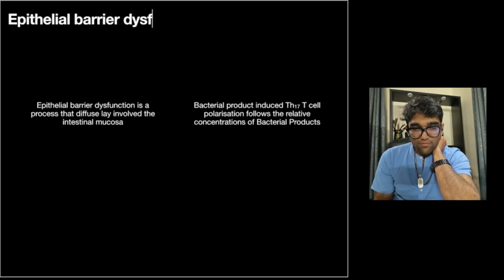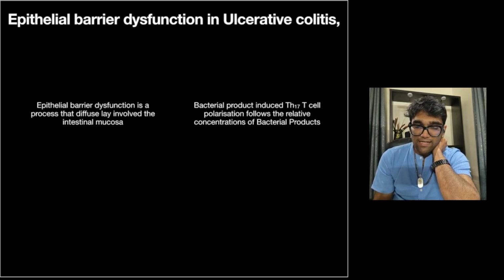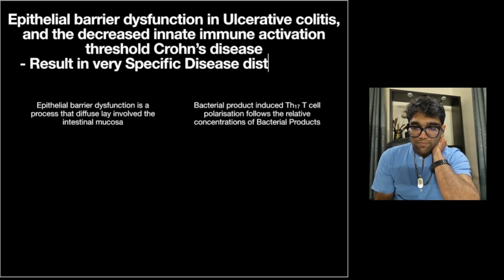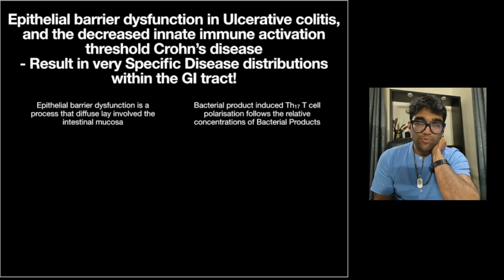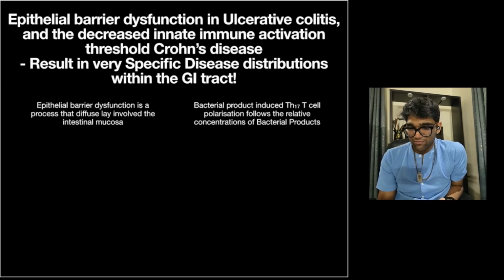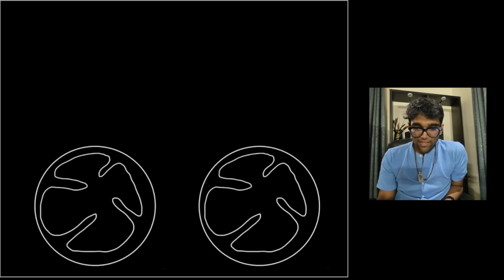The thing is that the epithelial barrier dysfunction in ulcerative colitis and the decreased innate immune threshold in Crohn's disease result in two very specific disease distributions within the GI tract. And a big hoo-ha is made about all of that. I mean, a lot of attention is given to this type of polarization. There is an argument to be made for the validity of that also, but we'll discuss it. Okay, so let's see what happens.